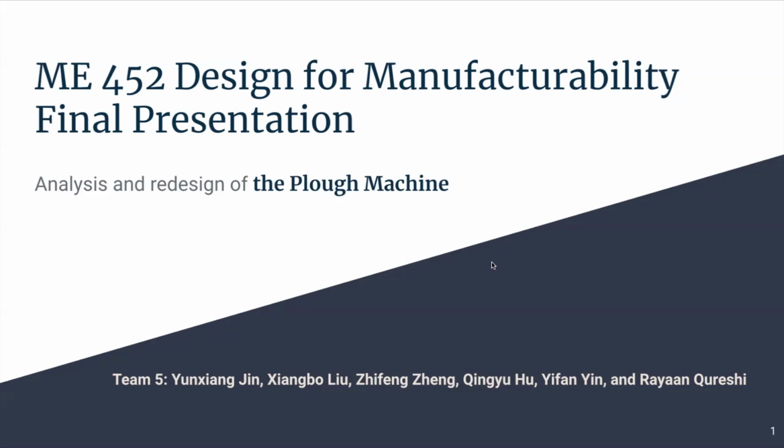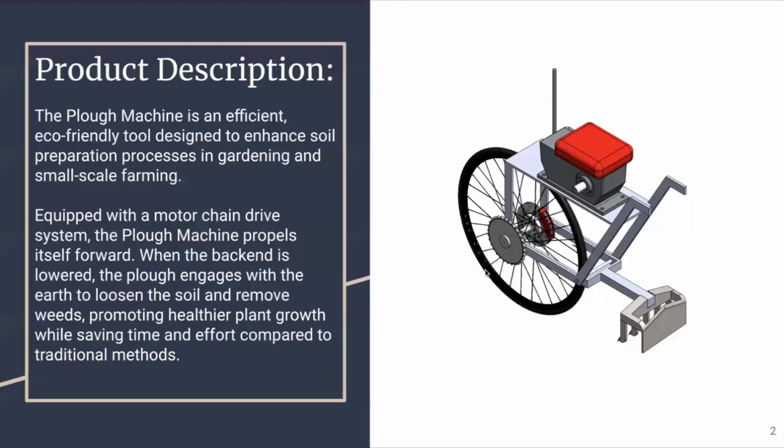The product we chose to analyze is the plug machine. The plug machine is designed to enhance the soil preparation process in gardening and small-scale farming. Equipped with a motor-driven drive system, the plug machine propels itself forward. When backend and lowered, the cutter remover engages with the earth to loosen the soil and remove weeds.